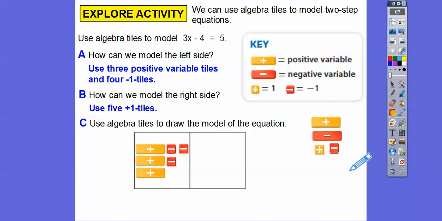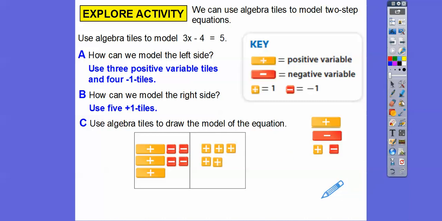And then for the other side, this represents our equal sign right there. So that's going to be this, and on the right side we're going to do 5. So we'll do 5 plus 1 tiles right here. So let me grab the plus 1 tiles. So 1, 2, 3. Okay, one and 2 more. 4, 5, something like that.